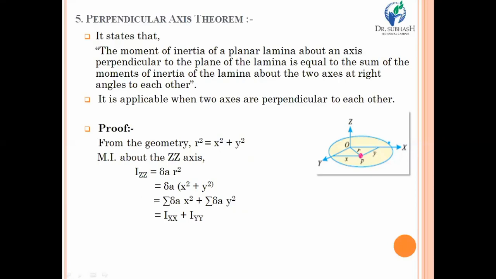In short, the z-axis represents the polar axis, which is always perpendicular to both of the axes x and y. Suppose you require to calculate the moment of inertia about the polar axis or z-axis, you just have to calculate the moment of inertia about the x-axis and y-axis. You have to sum up both of the moments of inertia, and you will have the moment of inertia about the polar or z-axis.